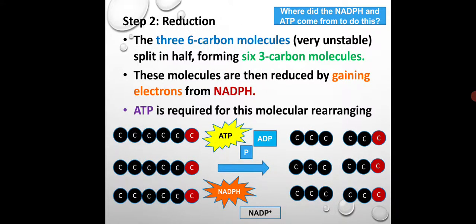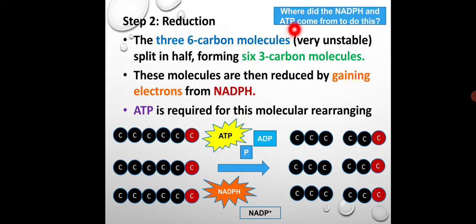ठीक है, 18 carbon atom है. This is the first step known as the carbon fixation. Now second step, that is reduction. अब जो ATP और NADPH प्रोड्यूस हुआ है लाइट रिएक्शन में, it will be used in this Calvin cycle at the second step called reduction.